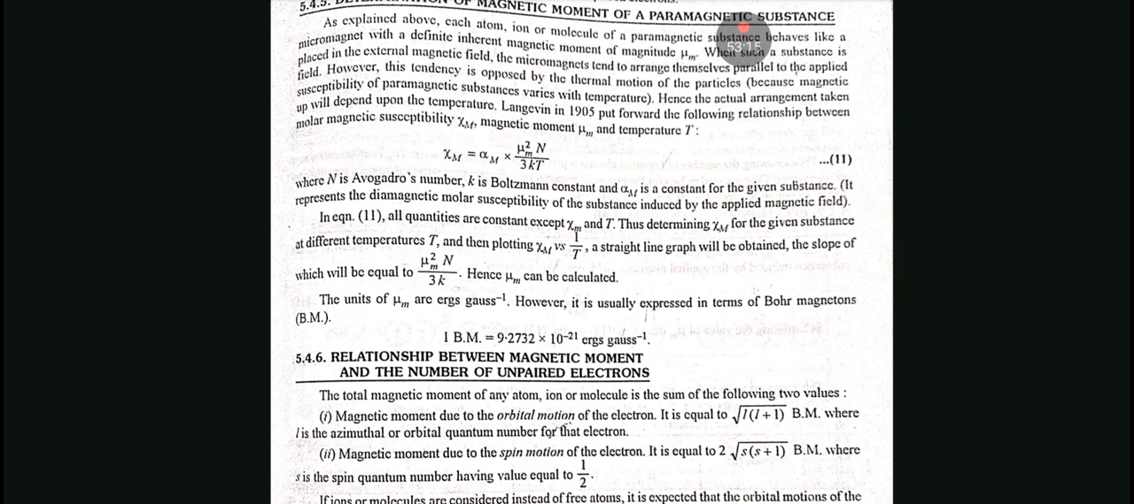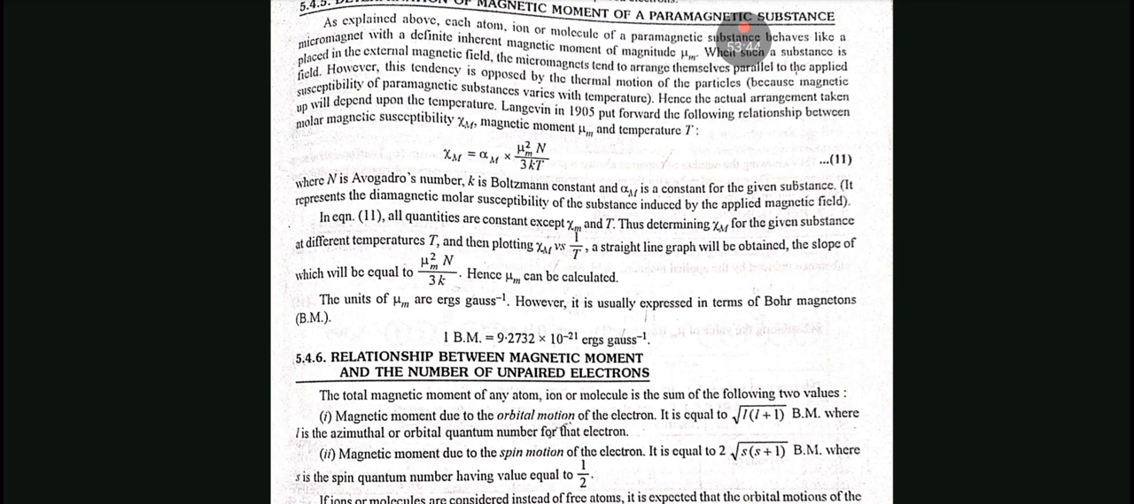Langevin in 1905 put forward the following relationship between molar magnetic susceptibility, magnetic moment mu m, and temperature T. Xm is equal to alpha m plus mu square m N upon 3kT, where N is the Avogadro number, k is the Boltzmann constant, and alpha m is a constant for the given substance. It represents the diamagnetic molar susceptibility of the substance induced by the applied magnetic field.